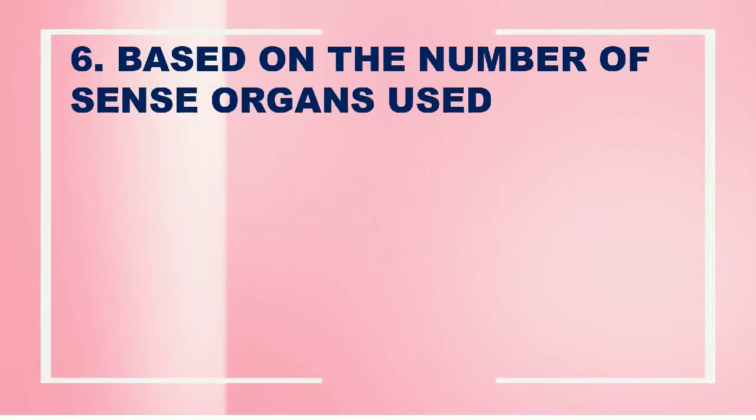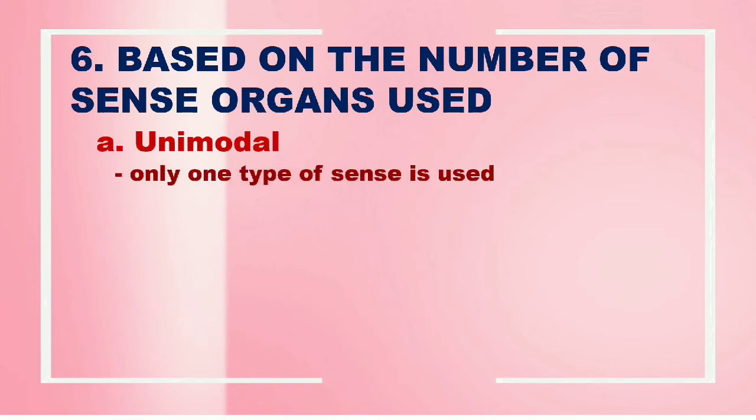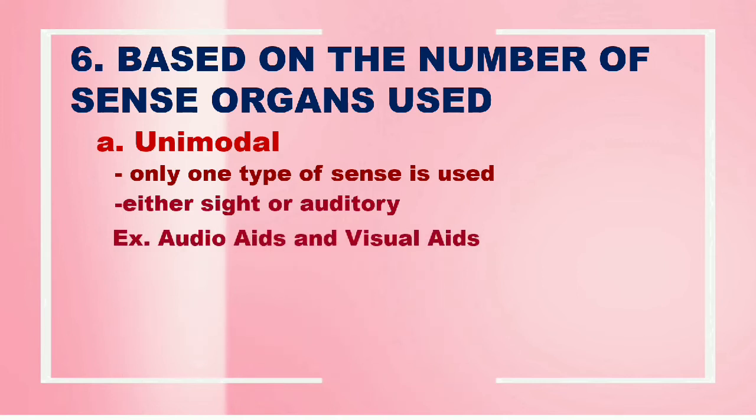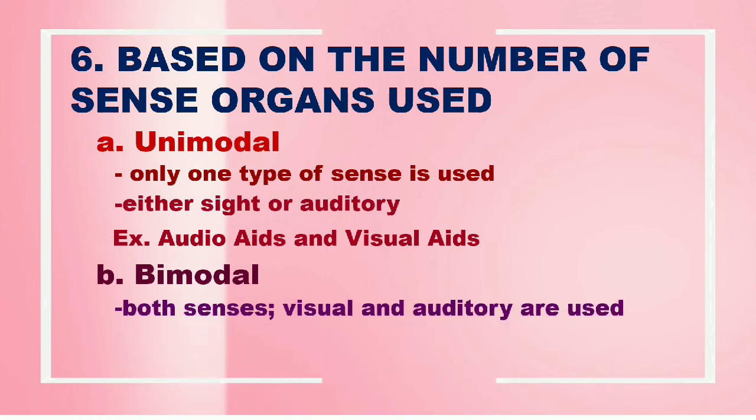Next, based on the number of sense organs used. Unimodal. Only one type of sense is used. It is either sight or auditory. Examples are the audio aids and visual aids. Next is bimodal. Both senses, visual and auditory, are used. Examples are the audio visual aids.